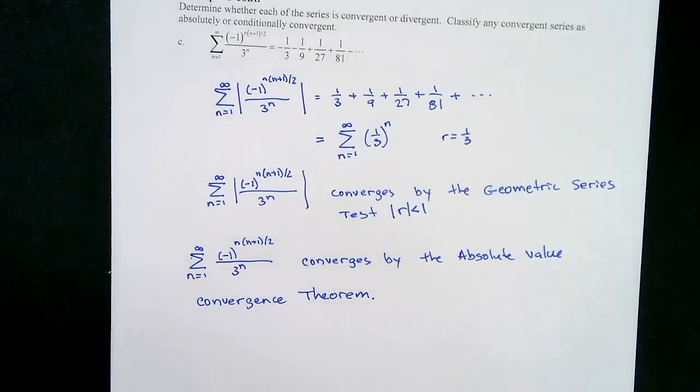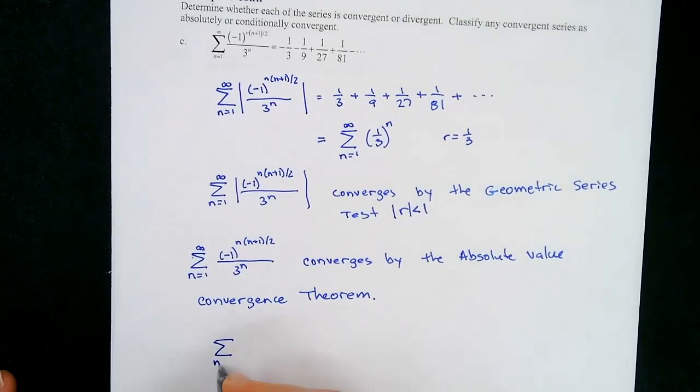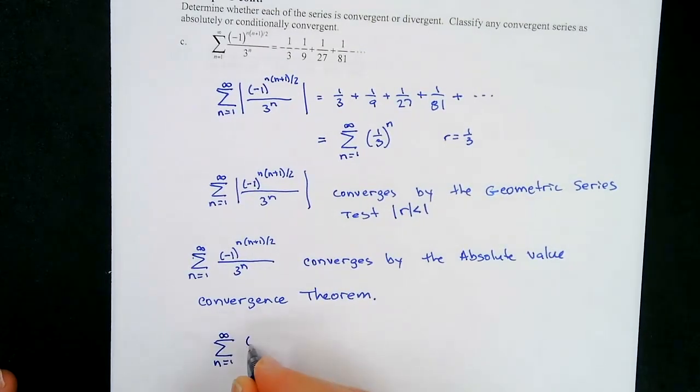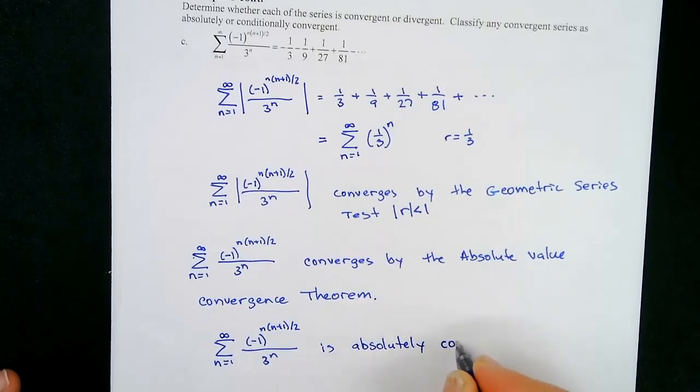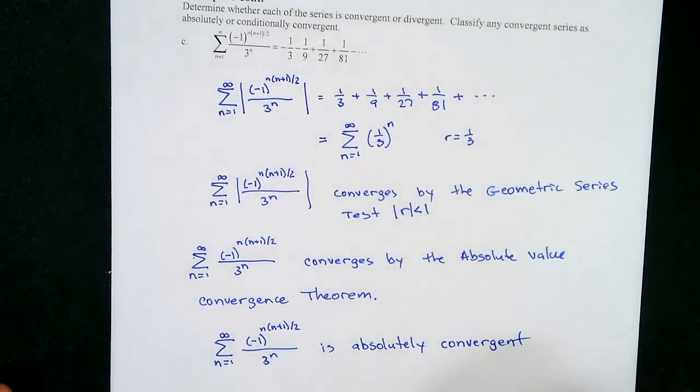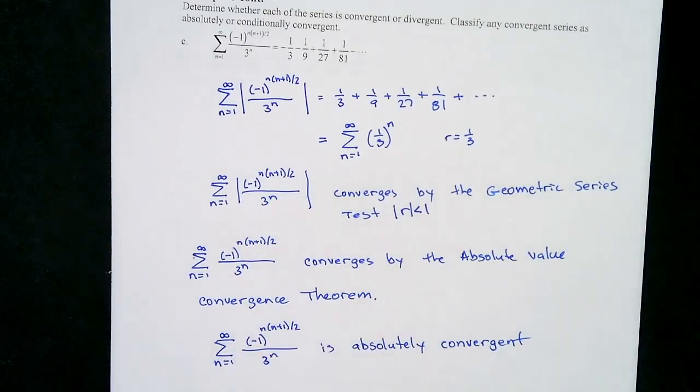So what do we know about this? How do we classify it? Well, this is called absolutely convergent. So this series, the sum from n equals 1 to infinity of -1 raised to the n times n plus 1 divided by 2, all over 3 to the n, is absolutely convergent. And that's how we classify it. That's it for that problem. Let's go to another one.